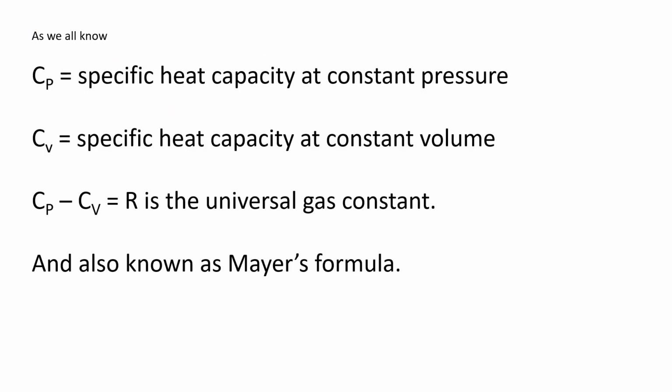We know that Cp is the specific heat capacity at constant pressure and Cv is the specific heat capacity at constant volume. And again we know that Cp minus Cv is equal to R, which is the universal gas constant, also known as Mayer's formula. Let's see what is our next question.